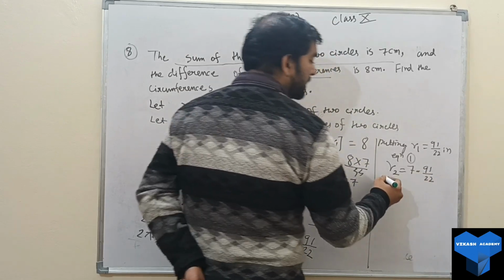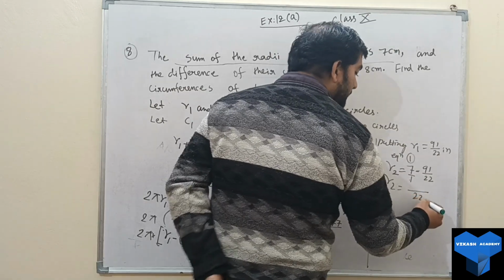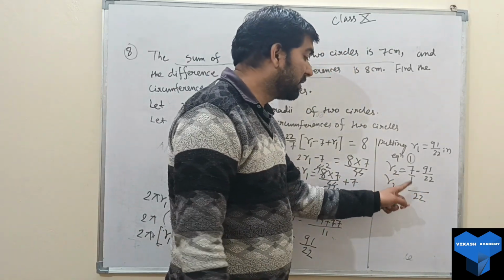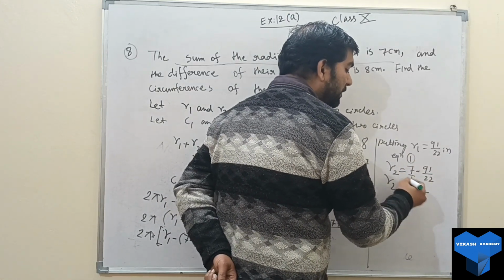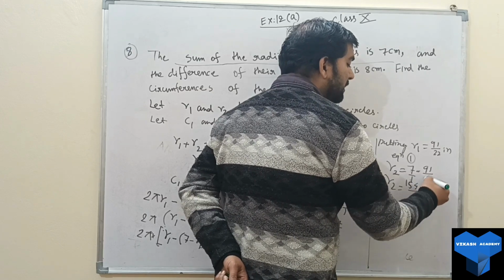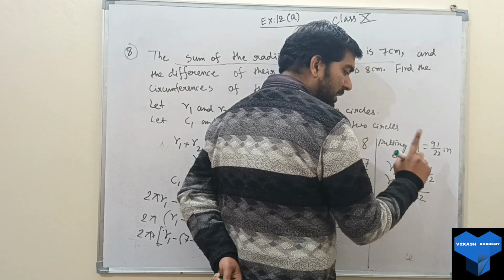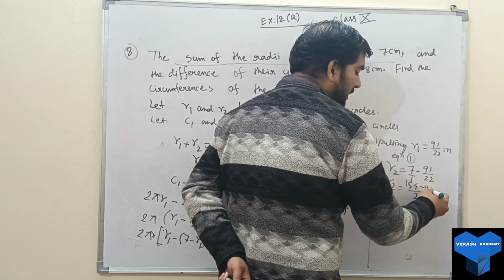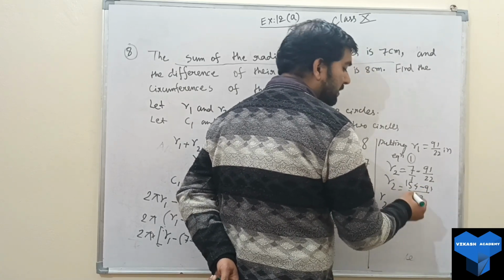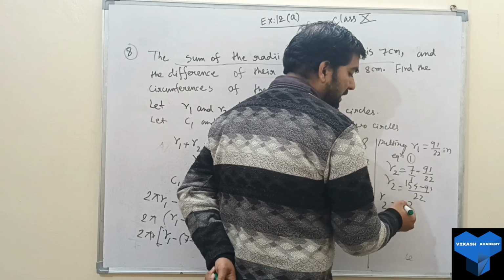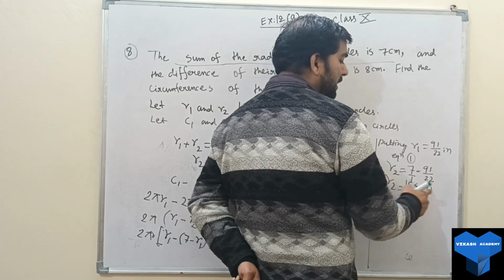So what will be LCM here? It will be R2 equal, nothing here is 1. LCM of 1 and 22 you can write 22. So if you divide 22 by 1 it will be 22. 22 into 7, 7 twos are 14, plus 1 is 15. Minus 21, 1s are 21. So if you divide 22 by 22 you will get 1. So R2 equal to, 154 minus 91 is 63, so 63 by 22.